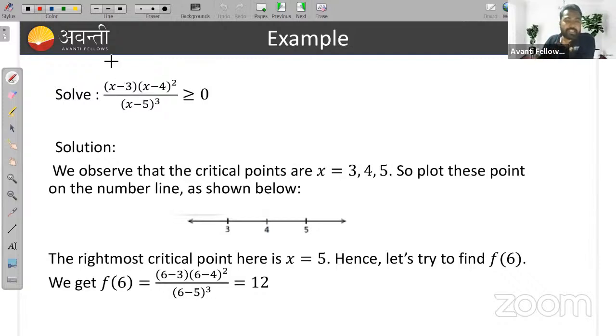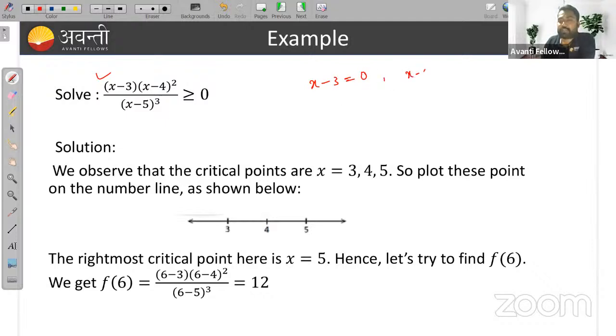So for this question, it is already in the factorized form. In the numerator, we have the factors x minus 3, x minus 4 to the power 2, and in the denominator we have x minus 5 to the power 3. So what should you do? First, check whether the coefficient of x in each factor is positive or not. Yes, they are positive. So make all the factors equal to 0.